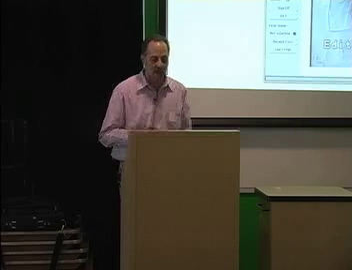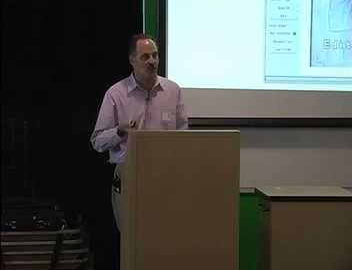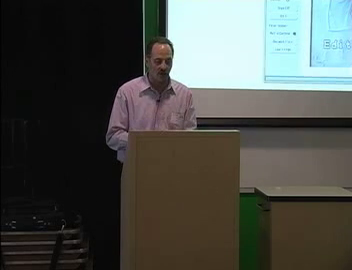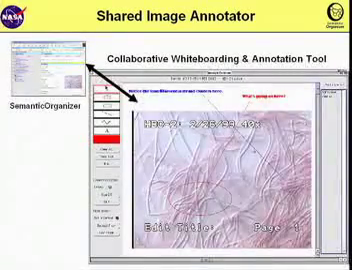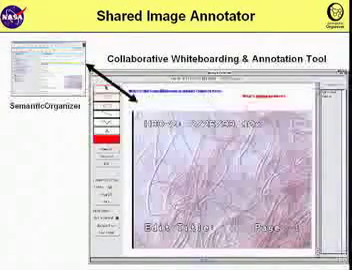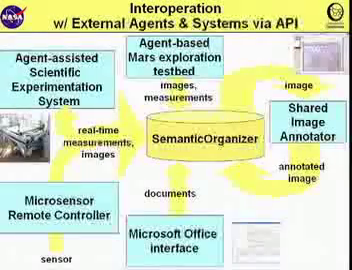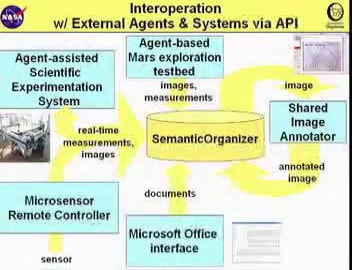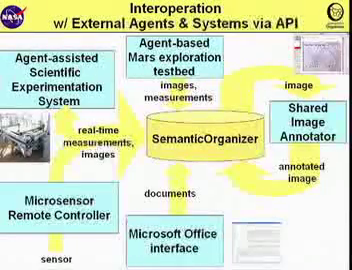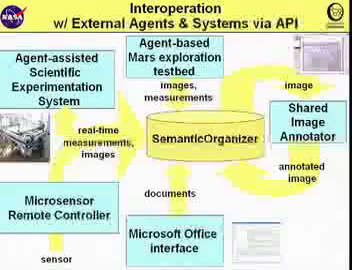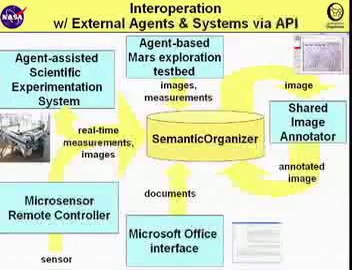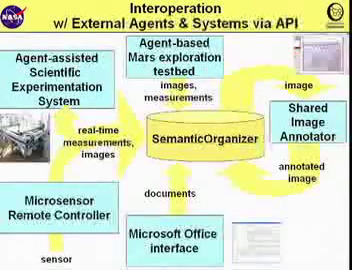We've developed a shared image annotator, which is a synchronous collaboration, whiteboarding kind of tool that you can launch from within the browser, within SemanticOrganizer, and all people who are using the tool at the same time can see the image and annotate it. It can be saved back into the system with the annotations. And we've developed an API which allows us to connect to other external processes and agents. We've used the API to connect real-time images and measurements which are coming from experimental equipment. And it's been very, very useful for all the work that we've done.